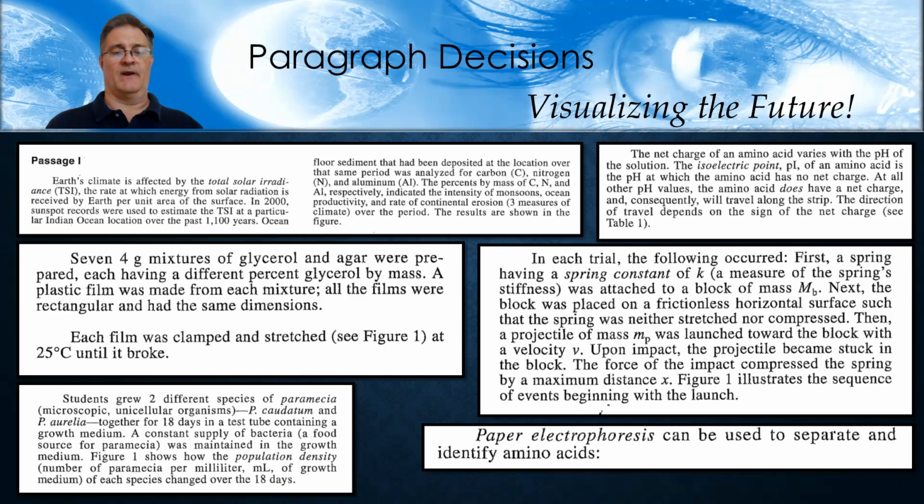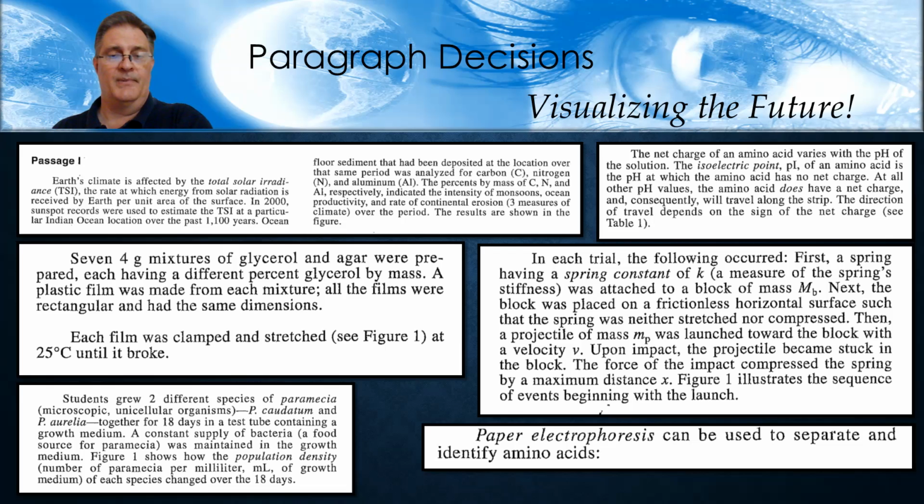Okay, the next paragraph directly below that one, where it says 7 4-gram mixtures of glycerol. Well, when you scan that paragraph, you don't see any italicized words. Do you see any other abbreviations besides temperature of 25 degrees C? No. Now, this paragraph is originally paired up with a figure, and that figure I discuss in another video. But at this point in this paragraph, no italicized words, no abbreviations. Leave it. Go straight to the figure and interpret the figure, because the figure is going to help you understand the entire experiment without reading anything. And that's discussed in another video. Okay.